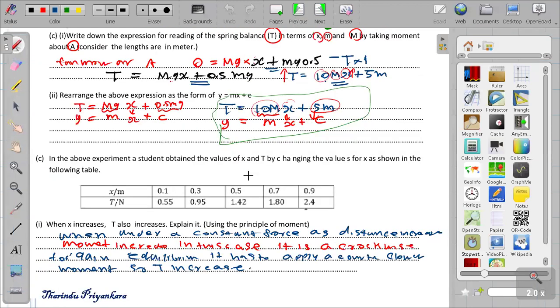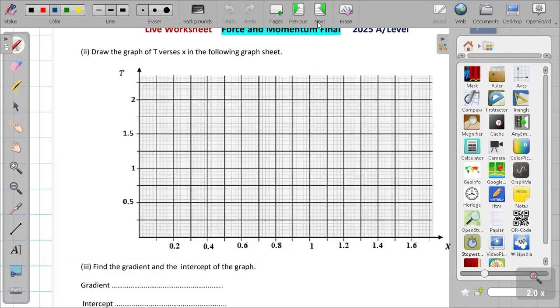X of 0.1, 0.5. I have to take a photo of this one and move to the next page because it's the most important part. So stay, even though you feel really sleepy.